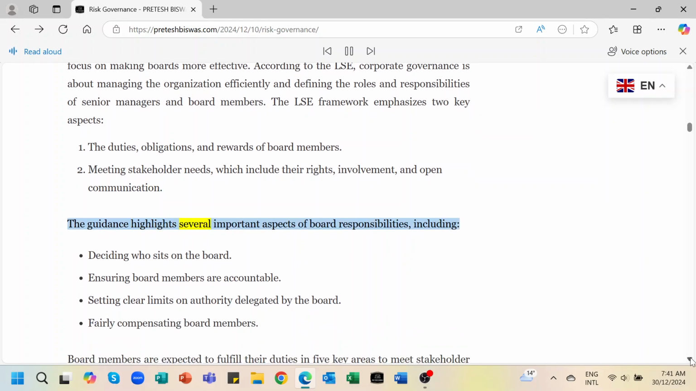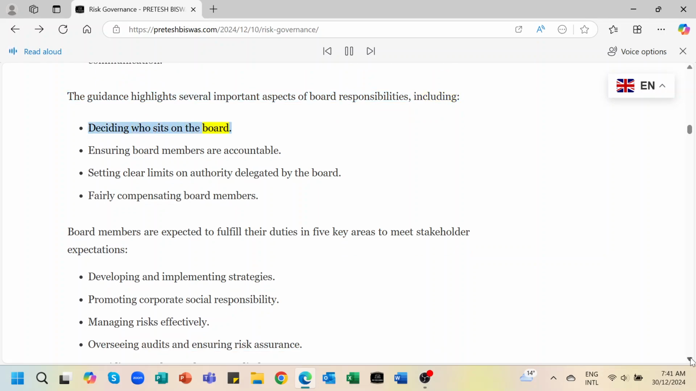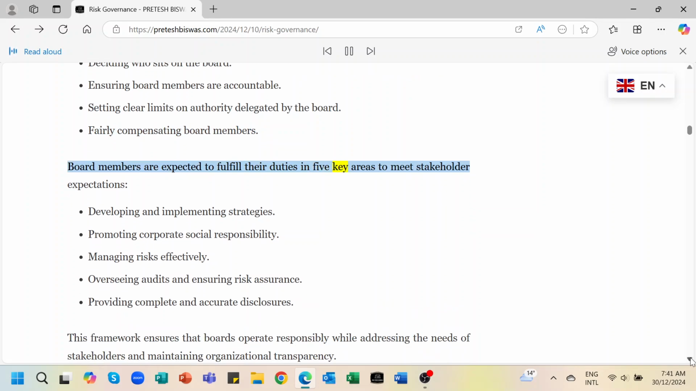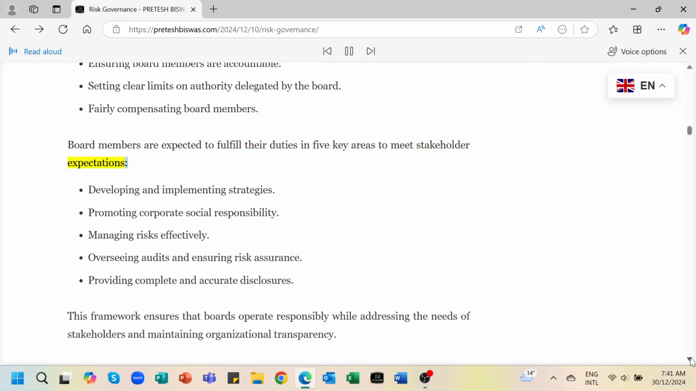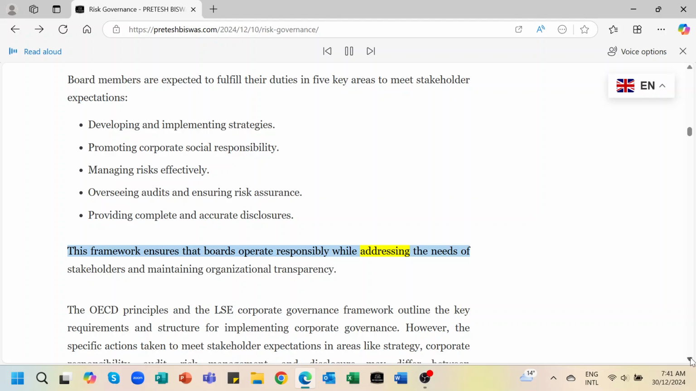The guidance highlights several important aspects of board responsibilities, including deciding who sits on the board, ensuring board members are accountable, setting clear limits on authority delegated by the board, and fairly compensating board members. Board members are expected to fulfill their duties in 5 key areas to meet stakeholder expectations: developing and implementing strategies, promoting corporate social responsibility, managing risks effectively, overseeing audits and ensuring risk assurance, and providing complete and accurate disclosures. This framework ensures that boards operate responsibly while addressing the needs of stakeholders and maintaining organizational transparency.